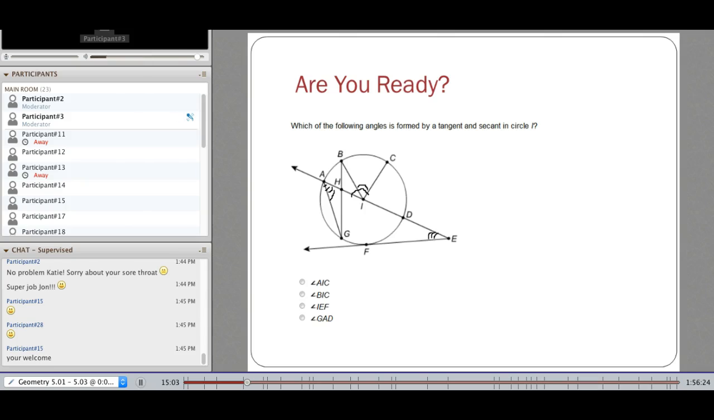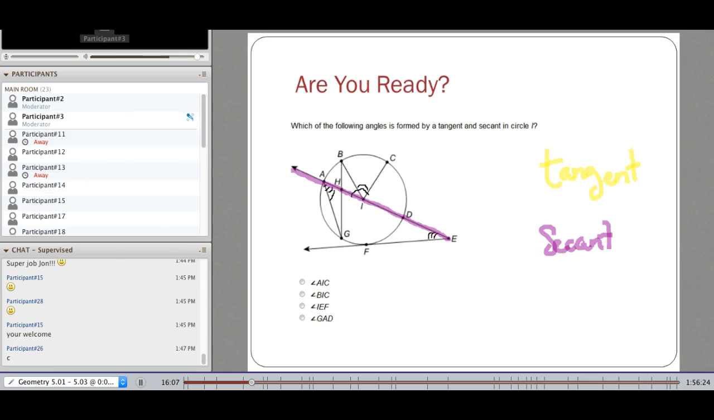So which one is formed by a tangent and a secant in circle I? Choose A, B, C, or D. I'll wait a little bit for all you guys to choose an answer. I just highlighted a secant in the circle, so that should help us a little bit. I see 6 of you chose an answer, and you are correct with that answer, but there's still a bunch of you who have not chosen an answer.